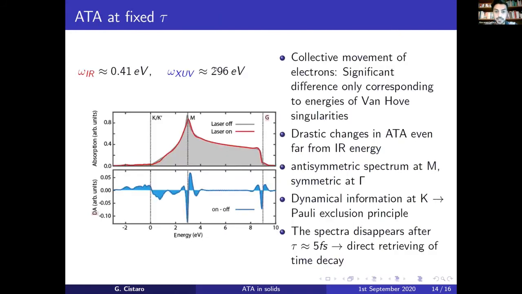And here are the results that we obtained. So we use a frequency of the IR of 0.41 electron volt that corresponds to a wavelength of 3 microns, and an XUV pulse that is exactly at carbon K edge. And to the best of my knowledge, this is the first spectrum that somebody got from the carbon K edge. So we work with an XUV of 296 electron volt.